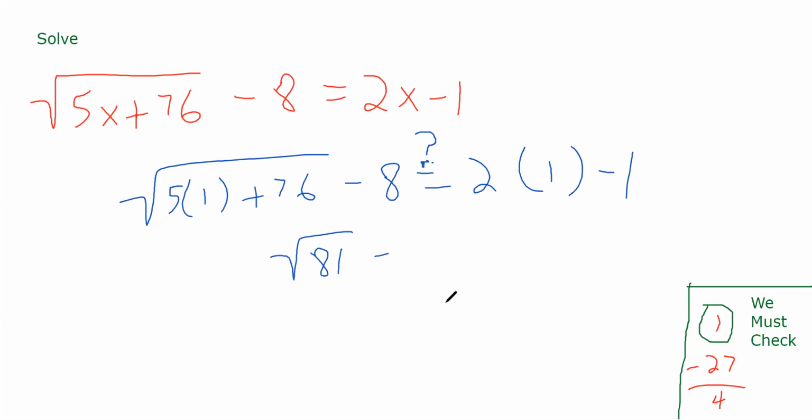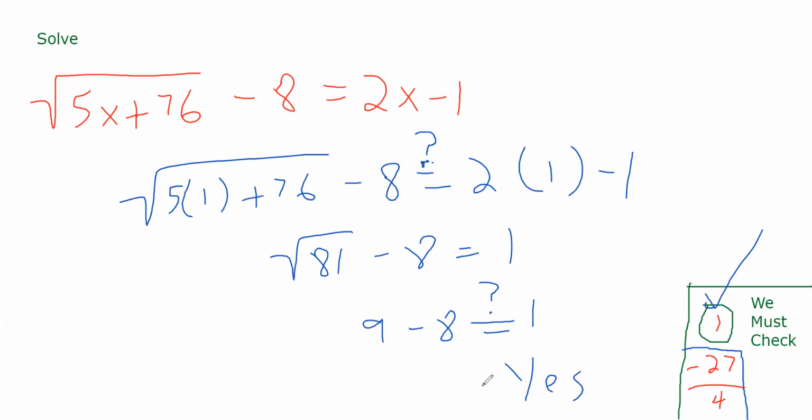We'll do some quick math here. That becomes the square root of 81 minus 8 equals 2 times 1, which is 2, minus 1. The square root of 81 is 9. So does 9 minus 8 equal 1? Everyone says yes. So that checks off, and that means 1 is indeed a solution. 1 is good to go.